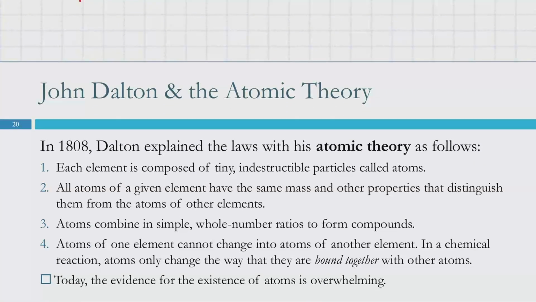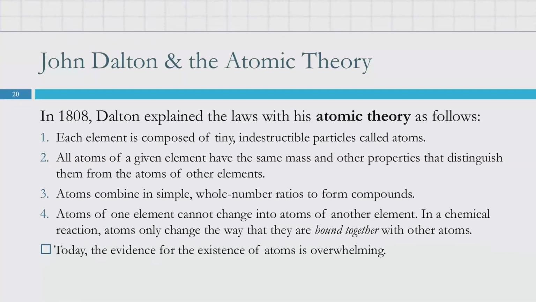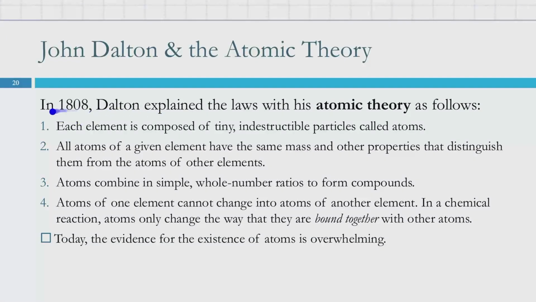Okay, John Dalton, we talked about him a little bit before. Last time was 1804. In 1808, he explained those 3 laws that we just talked about with his atomic theory, Dalton's atomic theory. It has a couple of ideas to it. We've mentioned some of them before. Each of our elements, anything on the periodic table, is composed of tiny indestructible particles. We call those atoms. So they're made of atoms.